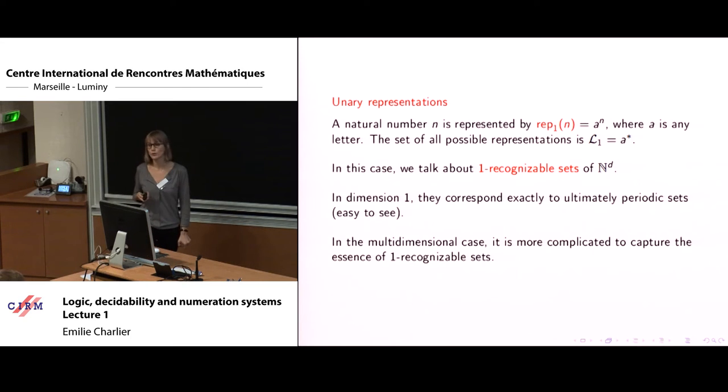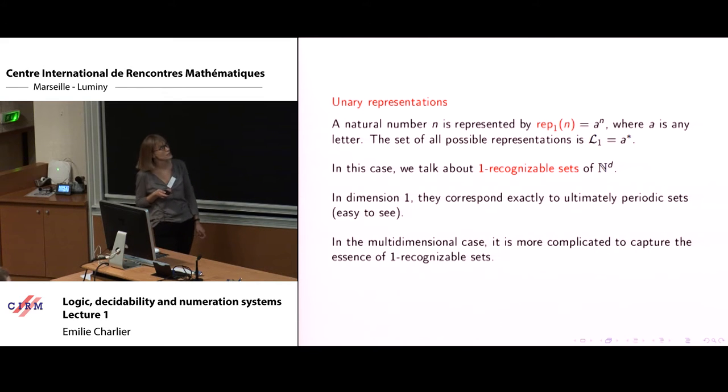And so here we call recognizable sets in this framework 1-recognizable sets of integers. So in dimension one, because you have just regular subsets of a star, you just have finite unions of arithmetic progressions. If you know a little bit of languages, it's really straightforward.